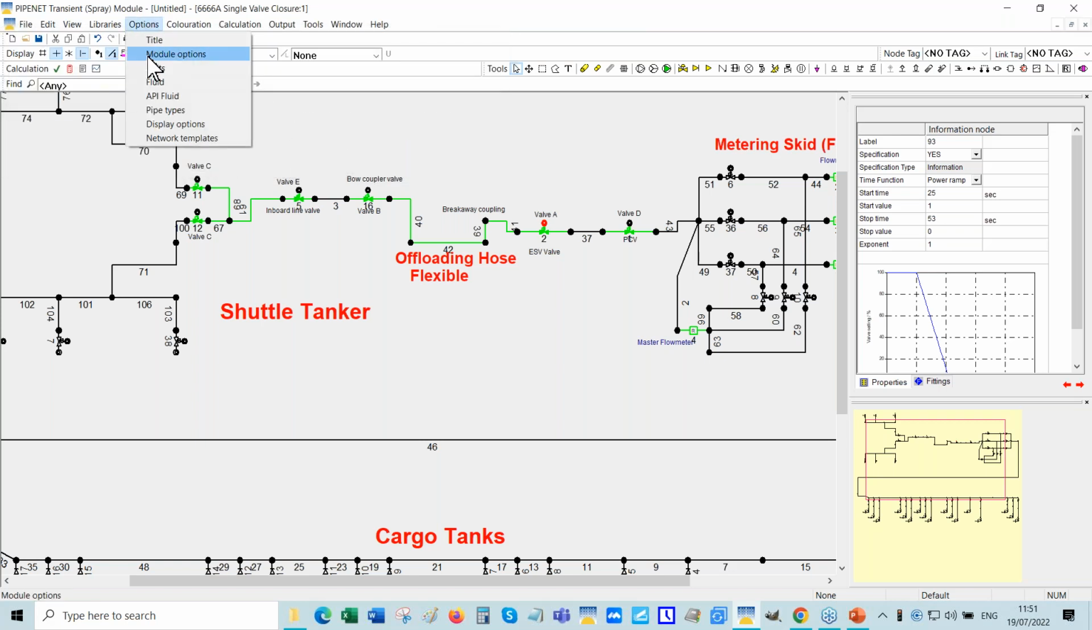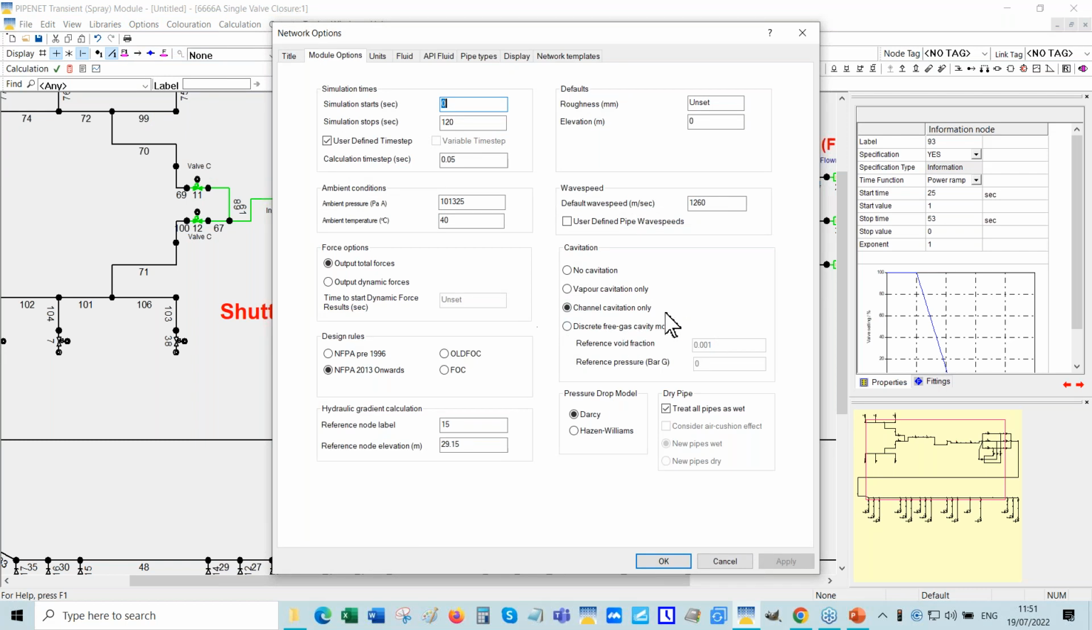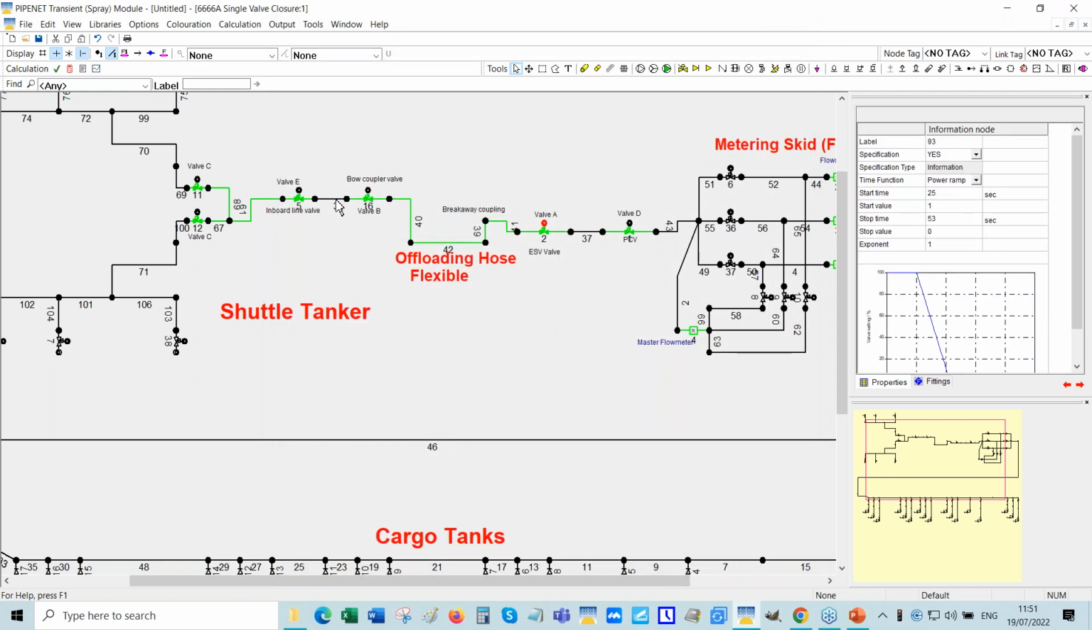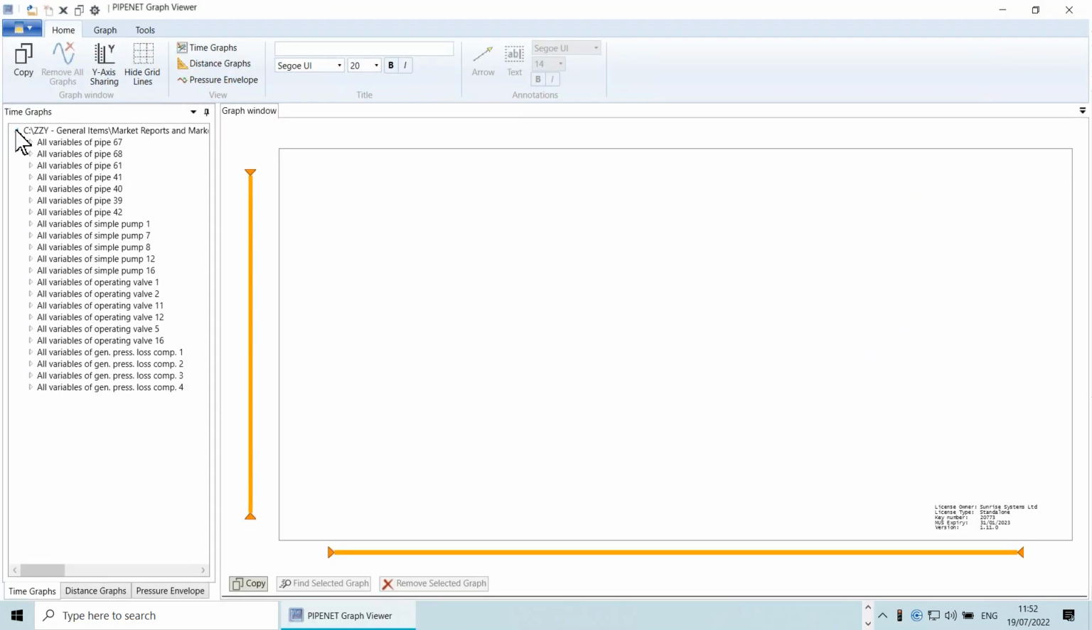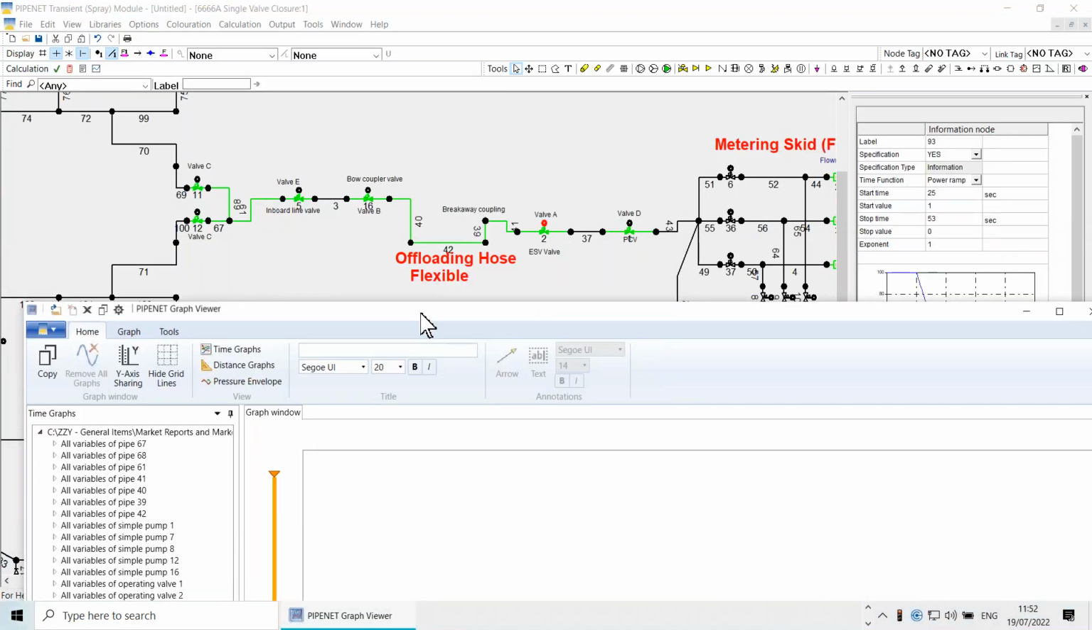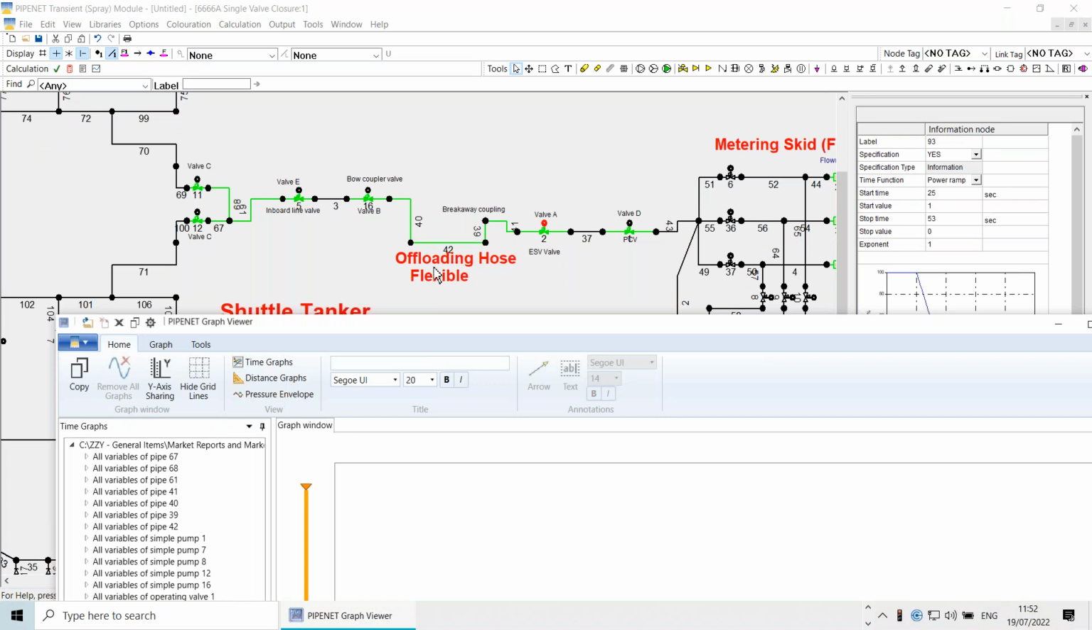Here again, we're using the channel cavitation model. The results are absolutely beautiful, I can tell you. Pipes 39, 40, and 42. Make a note of that. Go to the graph viewer. 39 is this one here. Let's follow them in a sequence: 39, 42, and 40.